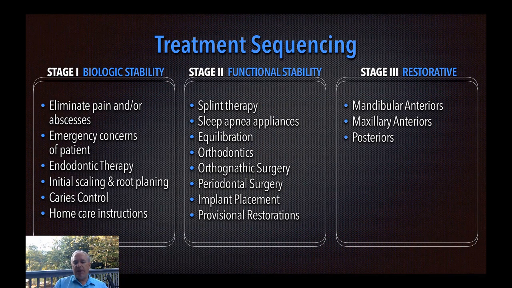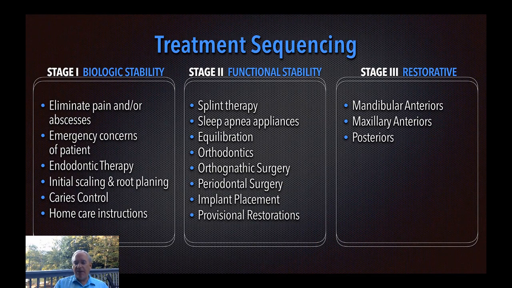So when we start treatment planning a patient like this, the things that you've learned about biologically are always going to be the first thing that we do. Eliminating pain, emergency concerns, root canals, caries control, home care instructions. But stage 2 is when we're going to do the things to get the mouth stable occlusally. TMJ patients will get splint therapy. Sleep apnea appliances happen here. Equilibration happens here. Provisional restorations happen here. Orthodontics, surgery, ortho. And then stage 3 is when we would do the definitive restorative dentistry.